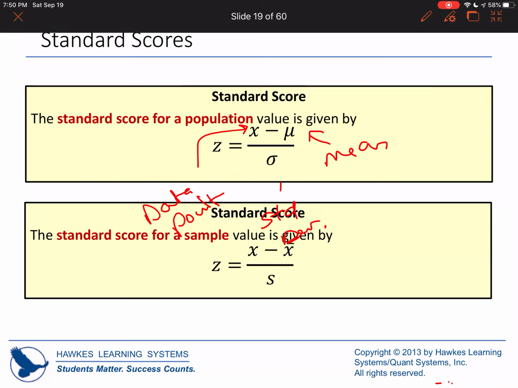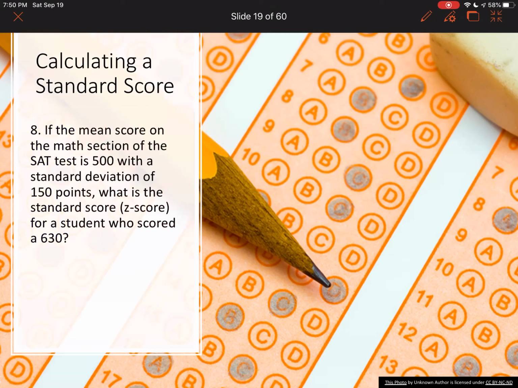If it's a sample standard deviation, notice the only difference is it's an x bar and it's an s, because we have sample data. So it's always going to be your data point minus the mean divided by the standard deviation, and you've got a z-score.